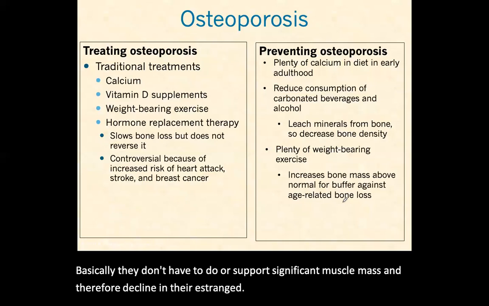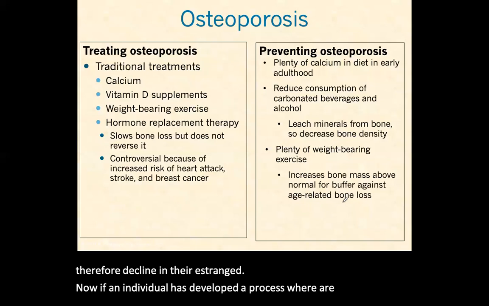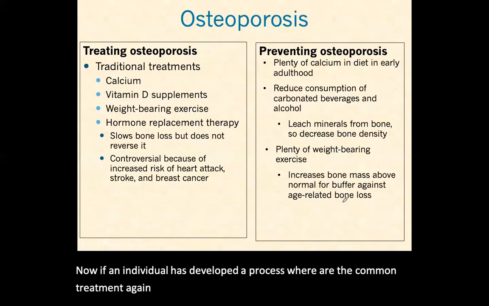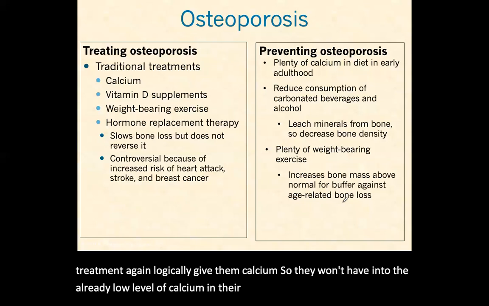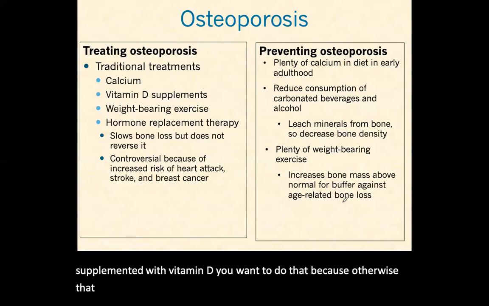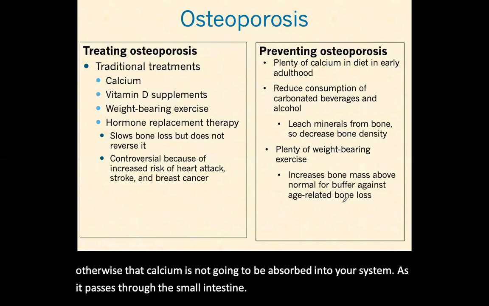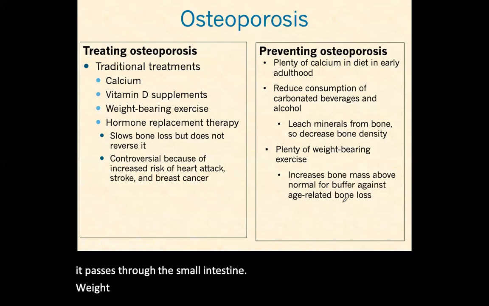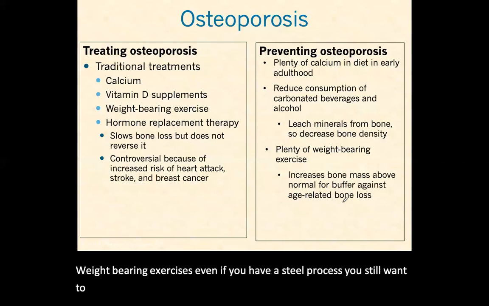Now, if an individual has developed osteoporosis, what are the common treatments? Again, logically, give them calcium so they won't tap into the already low level of calcium in their bones. Make sure that the calcium is supplemented with vitamin D, because otherwise that calcium is not going to be absorbed into your system as it passes through the small intestine. Weight-bearing exercises: even if you have osteoporosis, you still want to try to do them, which forces your body to remodel your bones to become stronger.